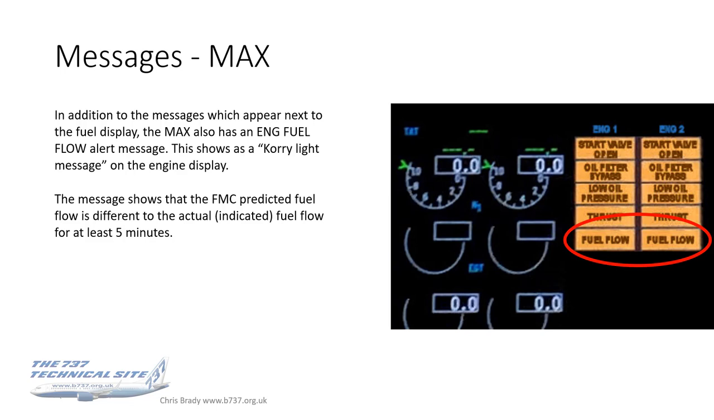For the MAX, we've got an extra one, which is fuel flow. This is shown as well. Now the FCOMs refer to a Corrie light message, which I thought was quite quaint, because I'm sure many readers of the FCOM won't know what a Corrie light is. Corrie are the manufacturers of the captions, the physical captions that are in the overhead panel. So all of those lights up there, those physical hard captions, the ones you can pull out and change the bulbs in, are manufactured by Corrie, and this display is simulating those Corrie light messages. That's why they've called it that.